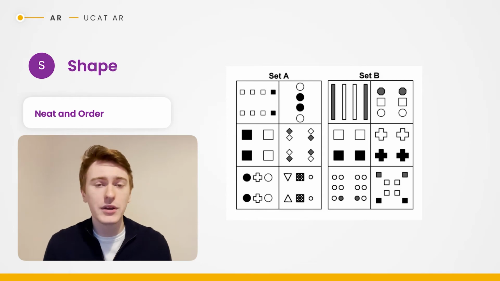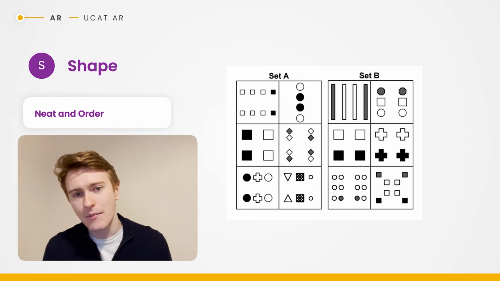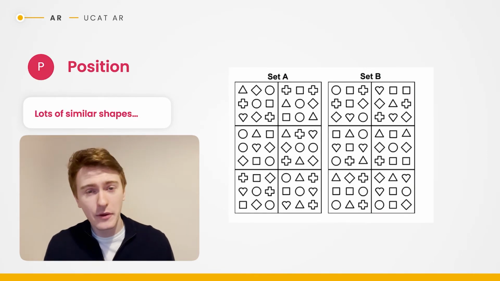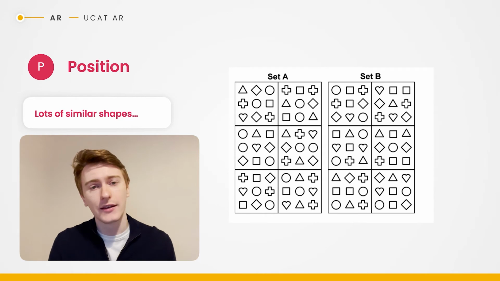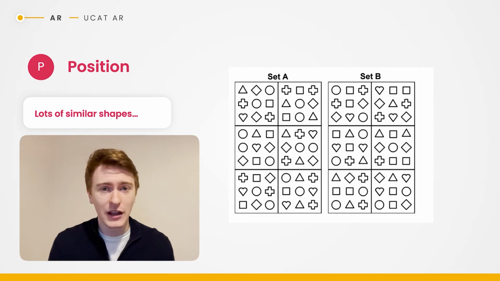So in this example, you can see in set A, there's a horizontal line of symmetry, whereas in set B, there's all vertical lines of symmetry. If we move on to P for position, we can look at the common triggers that are associated with position. So in this example, you can see that there's no real differentiators between the types of shape that are present.